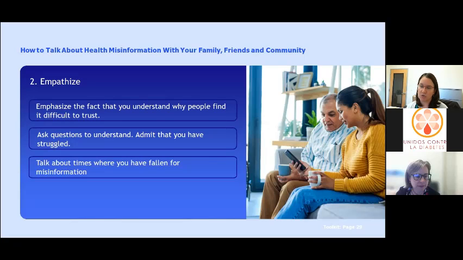Admit that you've struggled, show your vulnerability, talk about times where you may have fallen for misinformation. And I can also say, even as a librarian, I'm guilty. I have fallen for misinformation. I think it's getting a lot harder to separate the good stuff from the bad stuff. So admitting that vulnerability is a good way to relate to another.